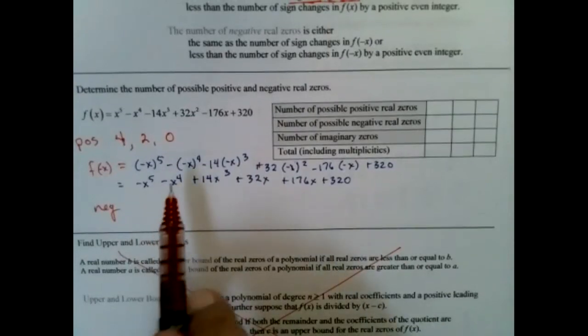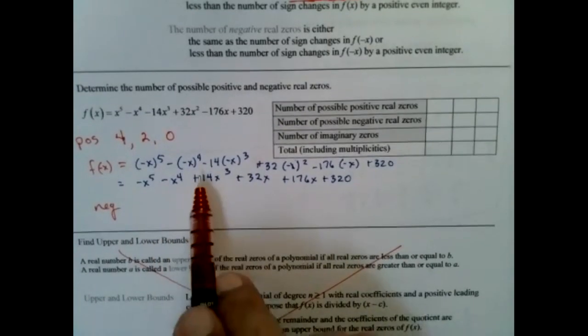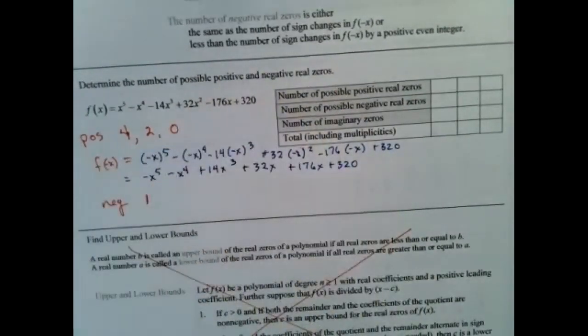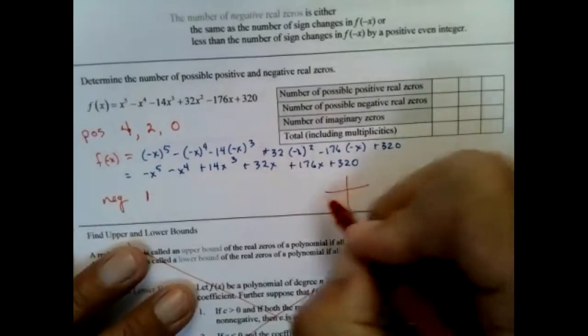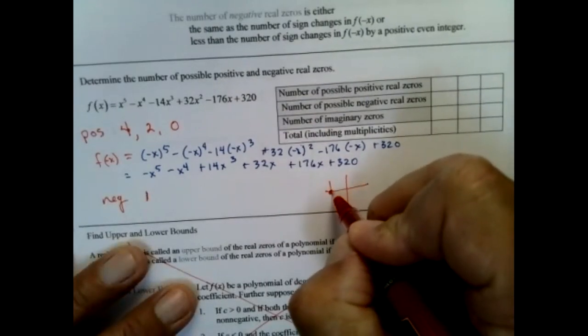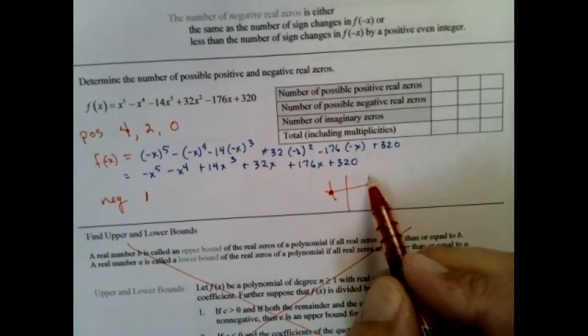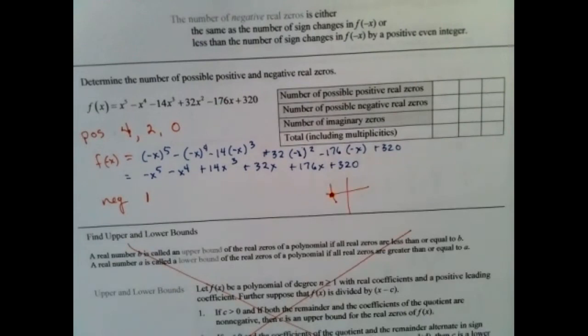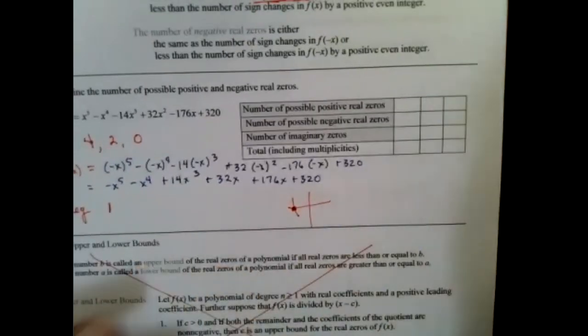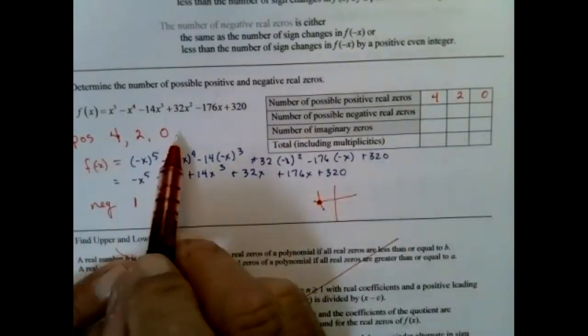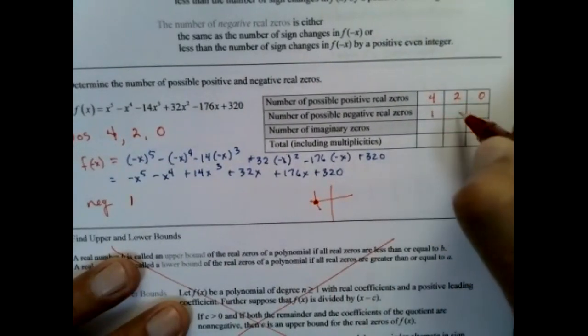Negative to a negative, no. Negative to a positive, yes. That's 1, no, no, no. So this is now telling me there is, in fact, one negative real root. So that means in my graph, over here in the negative, it's crossing somewhere. Over on the positives, it could cross 0, it could cross twice, or it could cross 4 times. All right, so number of positive roots, 4, 2, or 0. Number of negative roots, 1, 1, or 1.